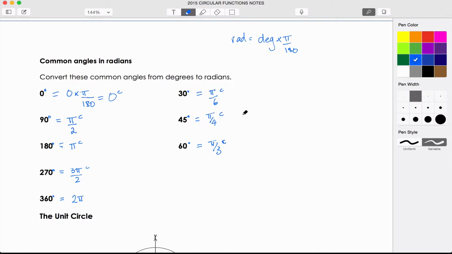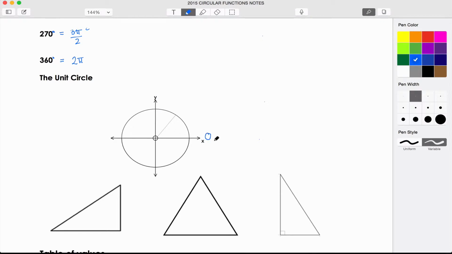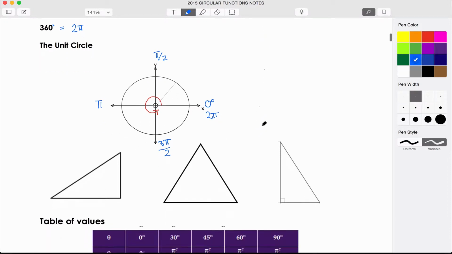Okay, how does that work in terms of the unit circle? Well, we have 0 degrees and 0 radians starting here. Remember, we always go around in an anti-clockwise direction. 0 radians here. This was 90 degrees, which is pi over 2. This was 180 degrees, which is pi radians. 3 pi over 2. And then we also get 2 pi radians, which is the same as 360 degrees going all the way around.